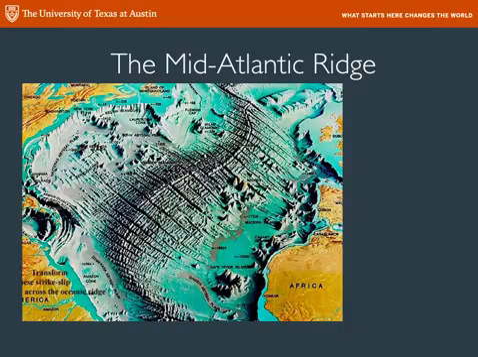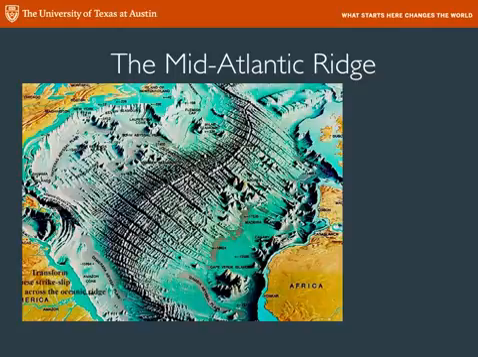This is a more detailed map of the Mid-Atlantic Ridge. You can see Washington, D.C. and Boston and Montreal in the upper left-hand corner. That's North America. And you can, of course, see Africa and Spain and Portugal in the lower right-hand corner. So that is Africa and the European continent. And in the middle, the mid-ocean ridge system.